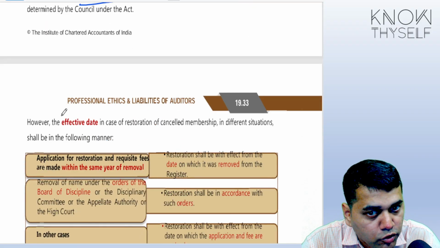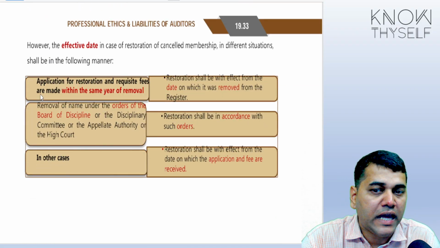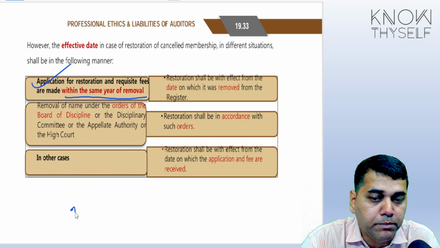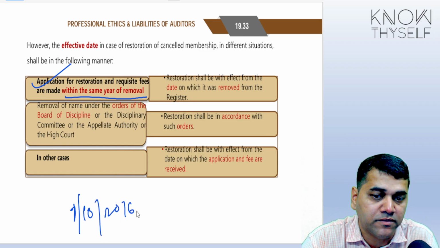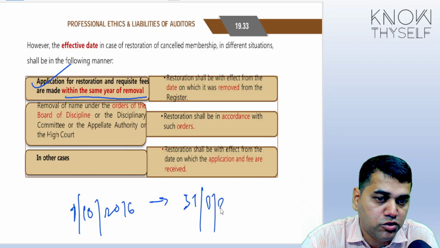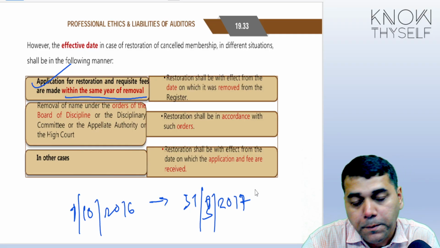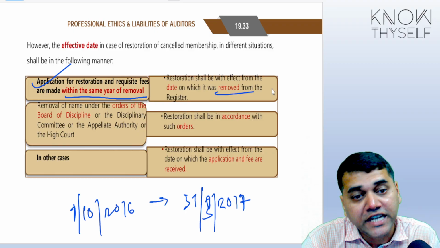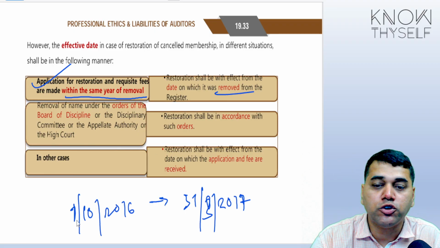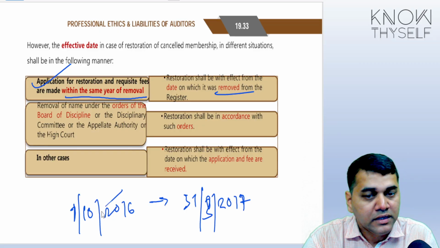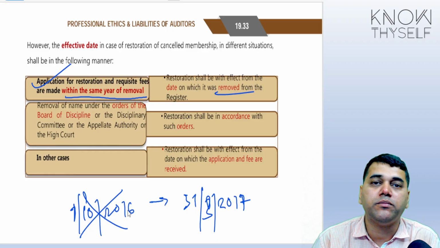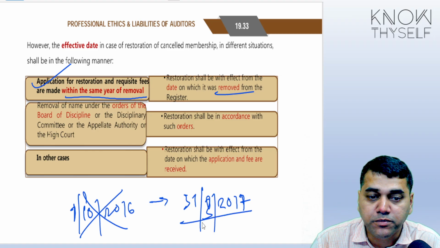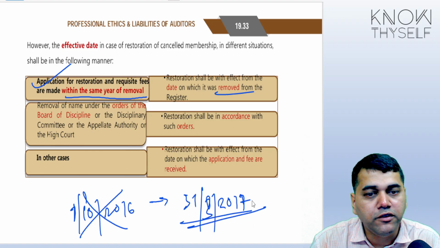Okay, the effective date goes like this. If your application for restoration is received within the same year of removal, so my removal happened on 1st of October 2016, then by 31st March 2017, if I had paid along with the application, my restoration would have happened from the date it was removed. That means they would have restored it from 30th September. That means I would have continued to get the benefit of calling myself a member of the institute if I had paid the fees by 31st March. Delay fees I have to pay anyway.